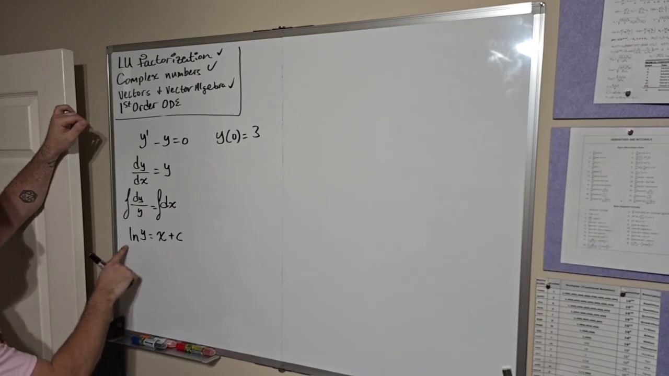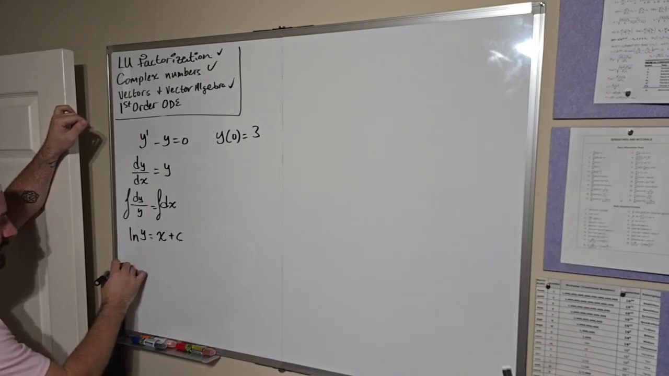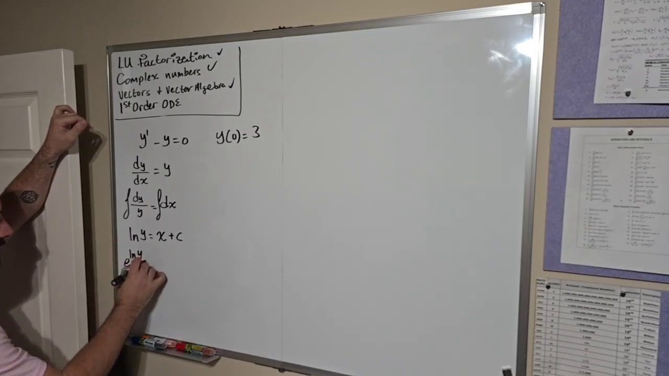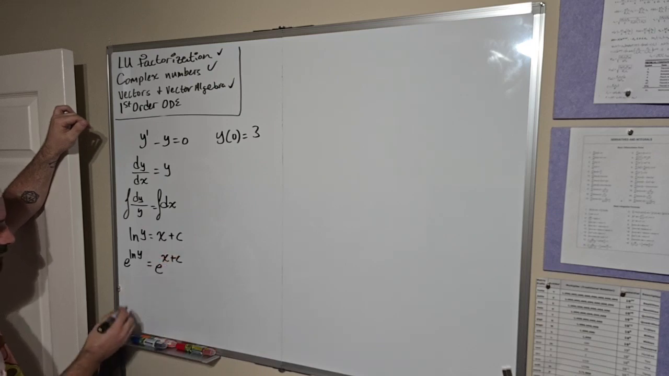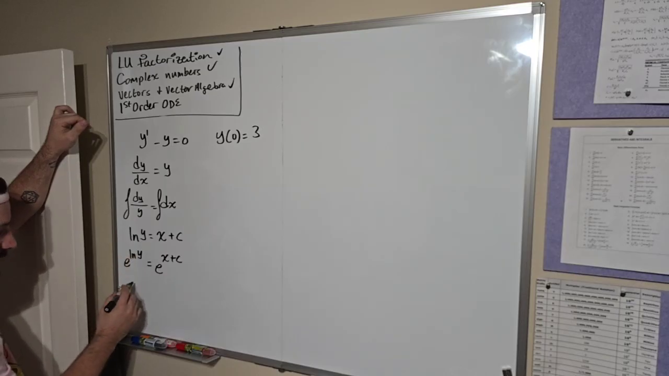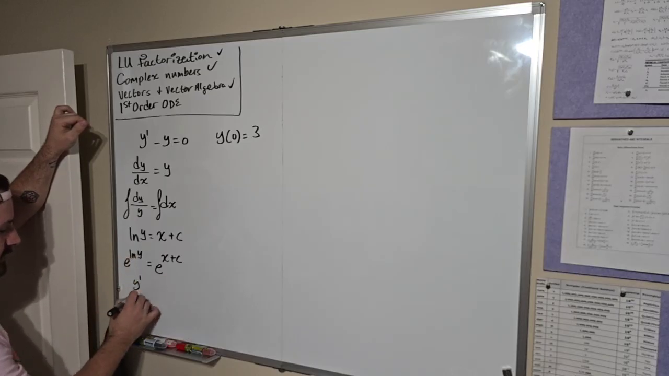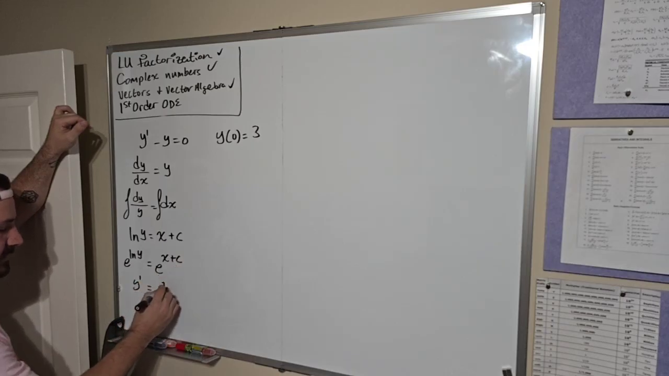So when we isolate for y, we're going to take everything e to the power of what is here. So we have e to the power of the natural log of y is equal to e to the power of x plus c. Now we know e to the natural log cancels out, and whatever's inside comes down. So we have y to the first power, and on this right side, this e can distribute across the plus to all of its terms, and they become multiplied. So you get e to the x and e to the c.